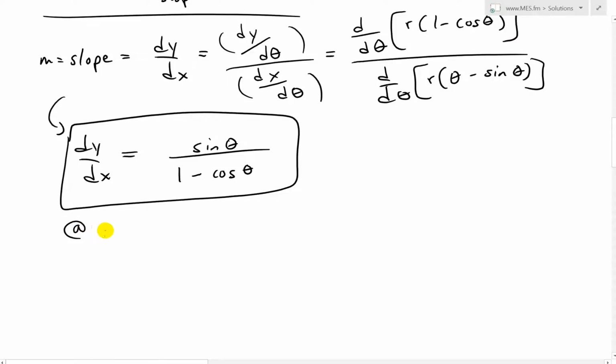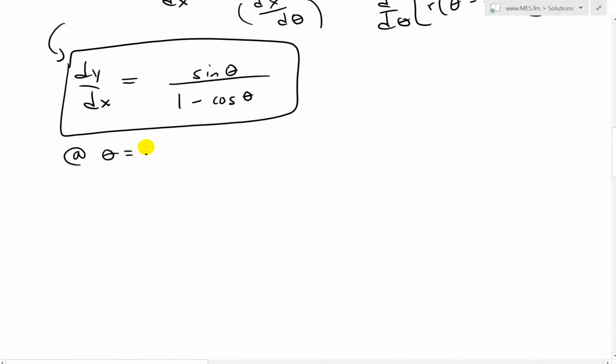And now at theta equals pi over 3 is what we're asked to find. To find this slope, basically what we have is dy over dx is equal to sine pi over 3 over 1 minus cosine pi over 3.